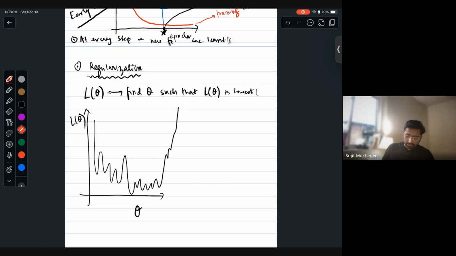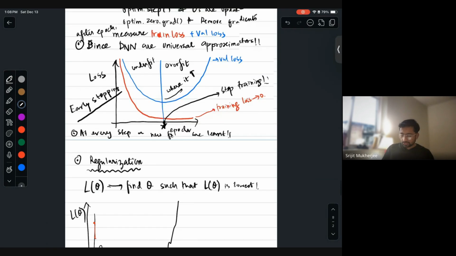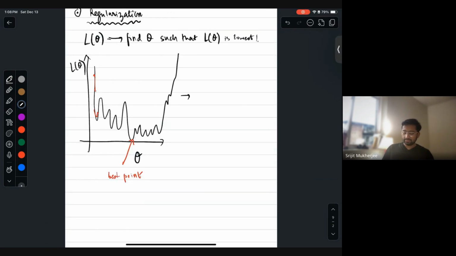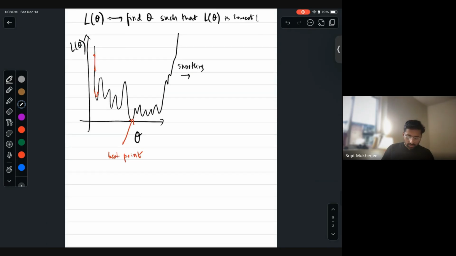So you're using gradient descent, right? So ideally, it's this. This is the best point. So what we want often is to regularize it, to make it smooth. How do we do that? We add terms like this.